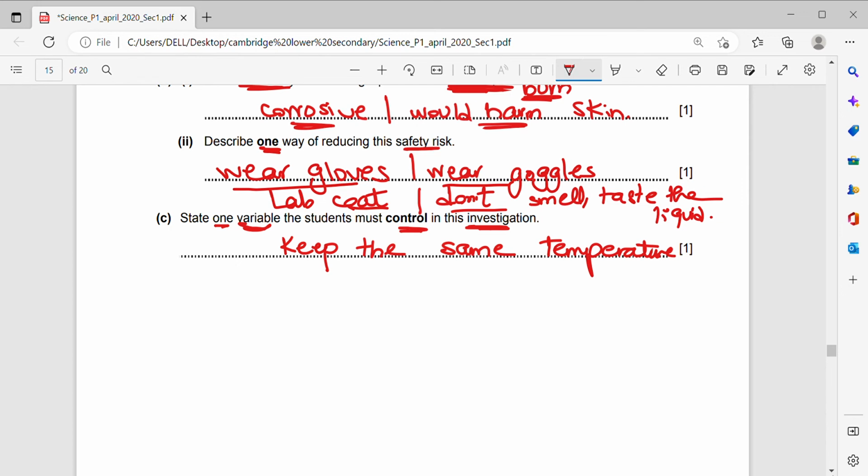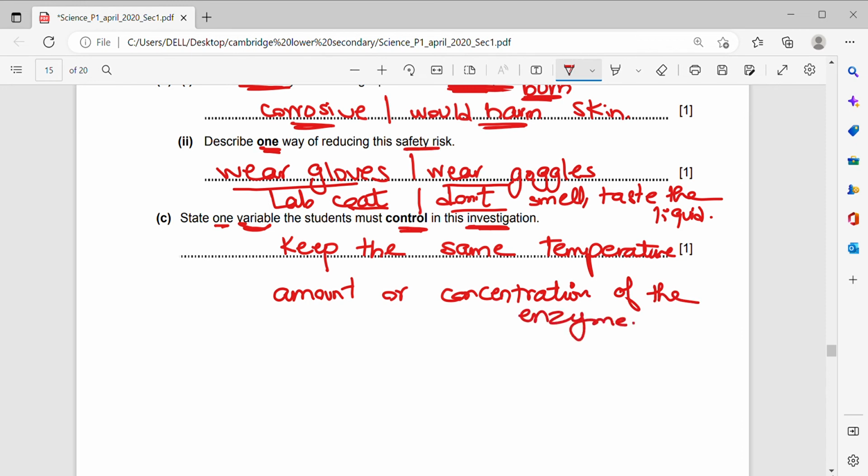They can also control the amount or concentration of the enzyme. Okay, great. Mention only one answer from those.